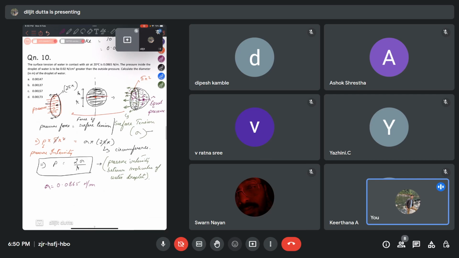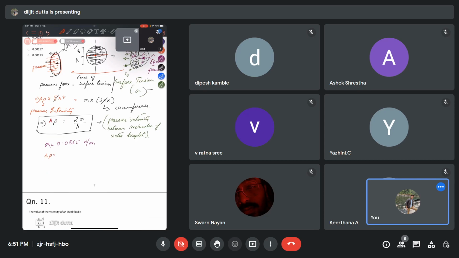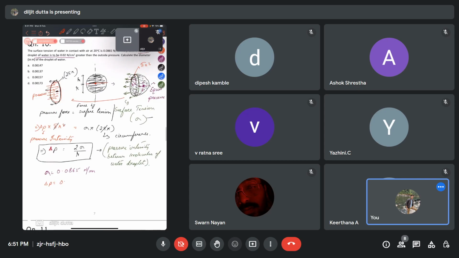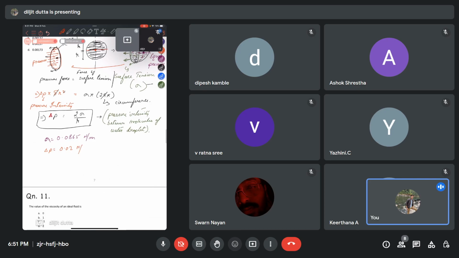and the pressure inside a droplet of water is 0.02 Newton. This pressure is called the change in pressure, delta P, not P, sorry. So it is delta P. The pressure inside a droplet of water is 0.02 Newton per centimeter square greater than the outside pressure. So delta P is 0.02 Newton per centimeter square.